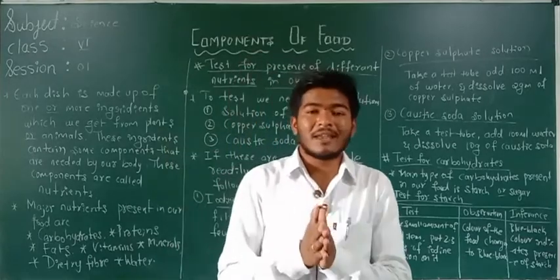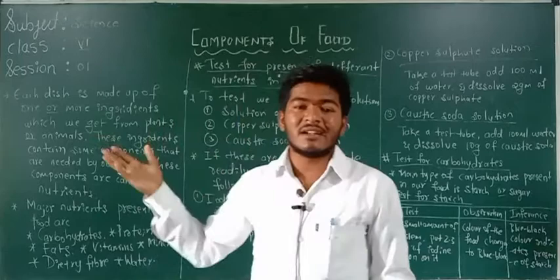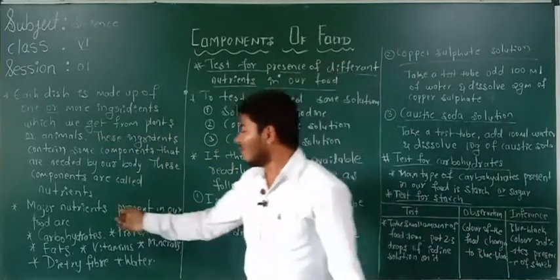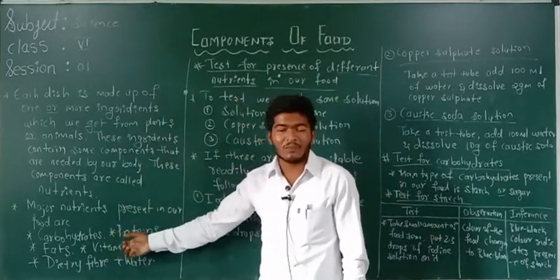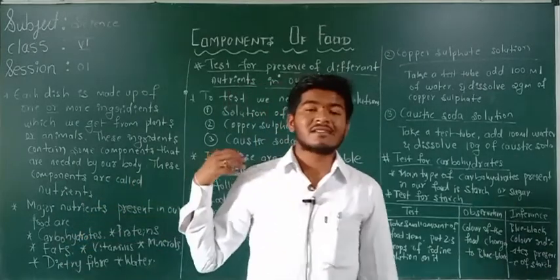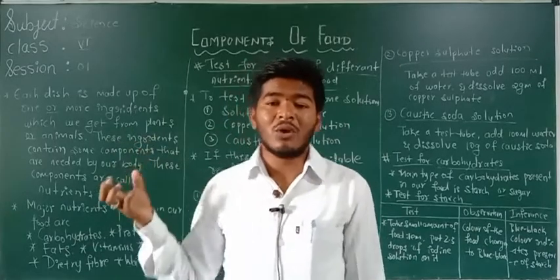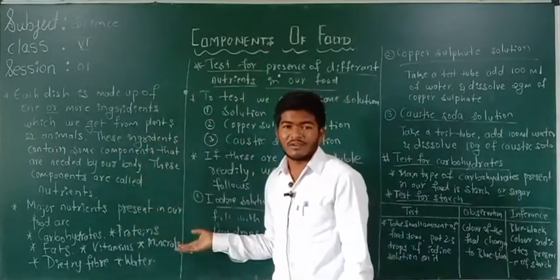So we are going to make some experiments to know which nutrient is present in our food. Is only one nutrient present in our food, or are two or more nutrients present in our food? Let us study how to make an experiment to know which nutrient is present in our food.